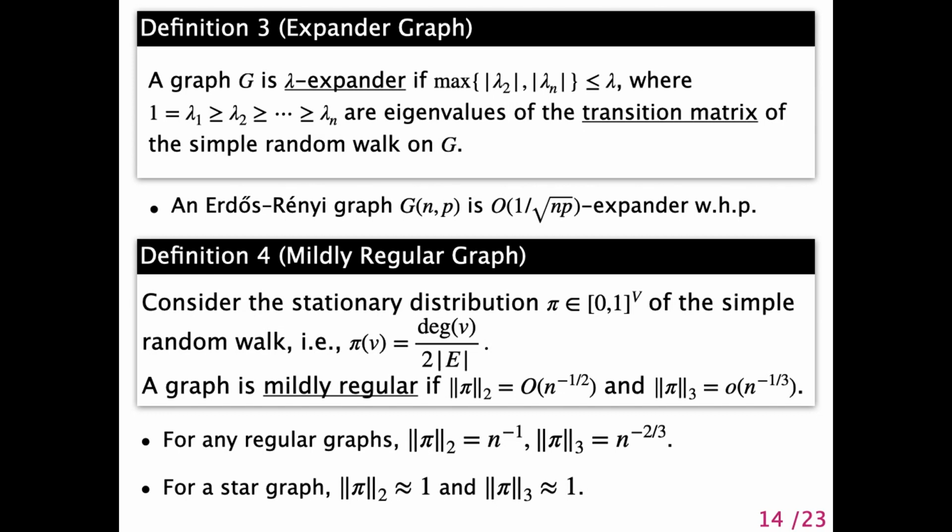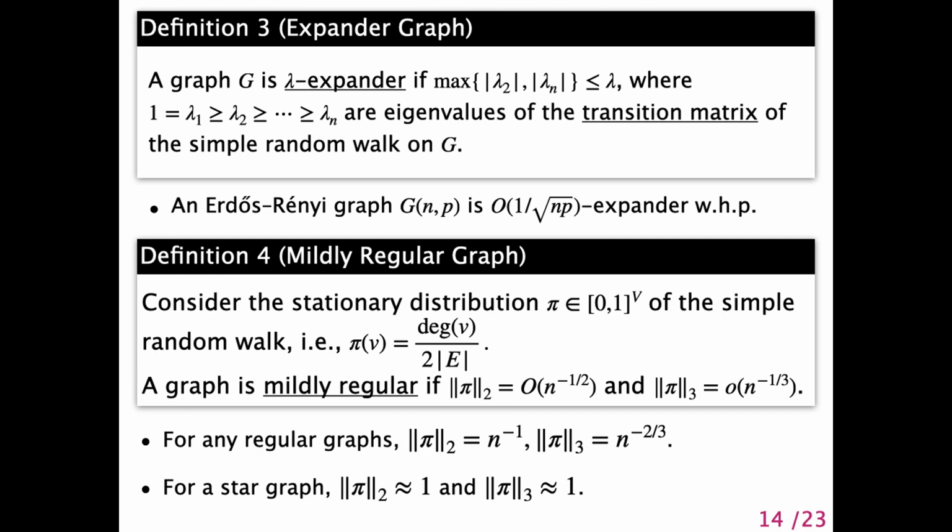Here, we define our target graphs. A graph is a lambda expander if the absolute value of every non-trivial eigenvalue of the transition matrix is at most lambda. Here, we consider the transition matrix of the simple random walk. For example, it is known that an Erdős-Rényi graph G(n,p) is an order 1 over square root of np expander with high probability.